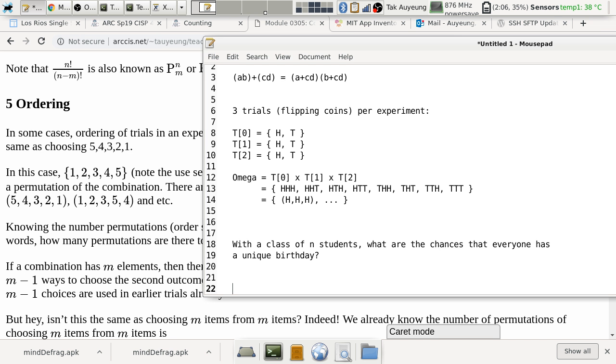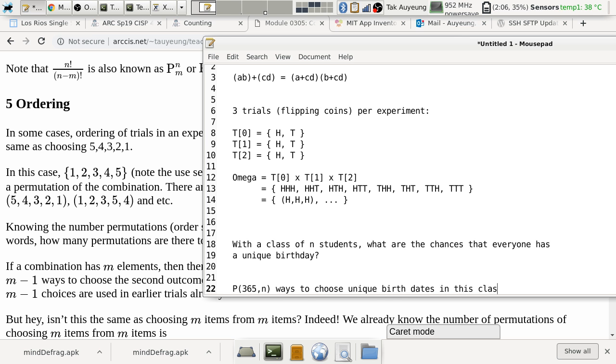365 items, choose 50. Now, is ordering important? It is important, because you should not count me choosing April Fool's Day and you choosing New Year's Day, and the other way around, as the same thing. They are two different ways of picking items. So ordering is important. So we have 365 and we're choosing n out of 365. So there are this many ways to choose unique birth dates in this class.